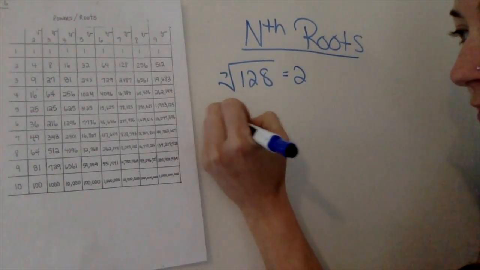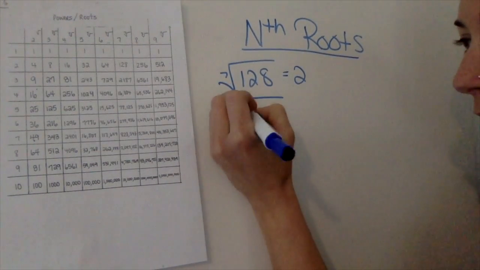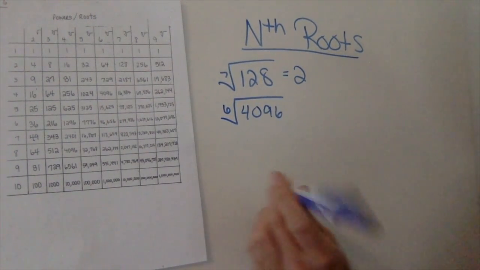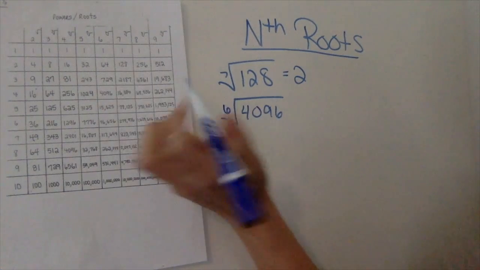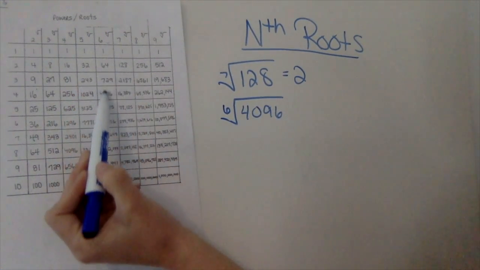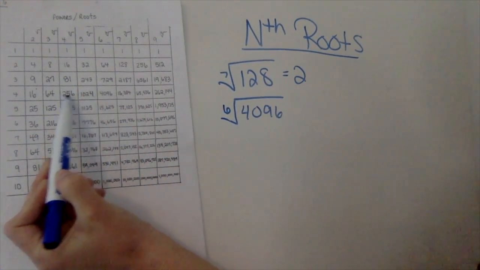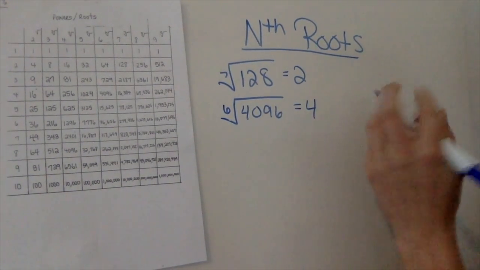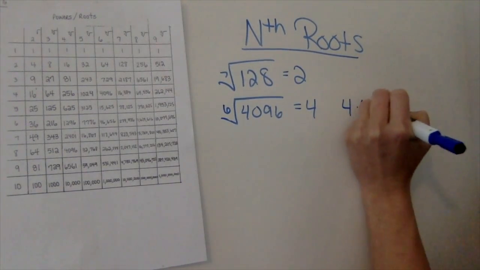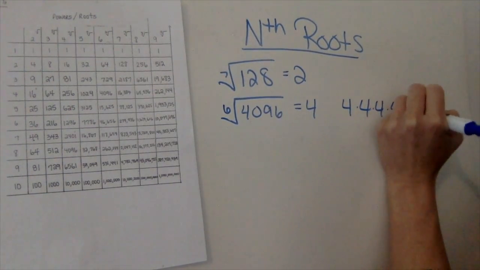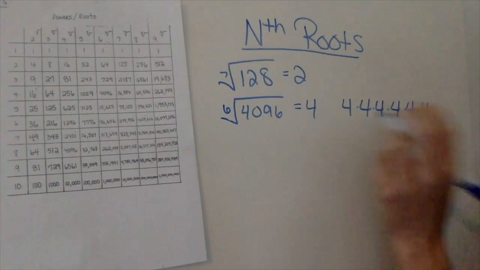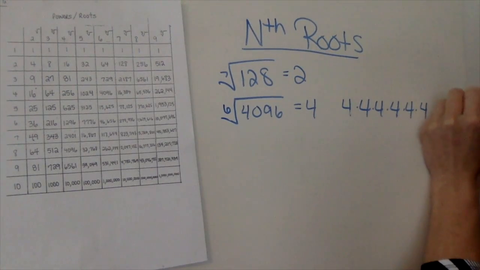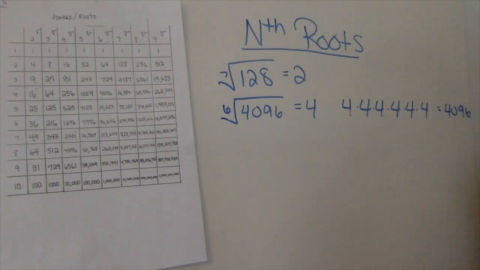Next one is the 6th root of 4,096. So we have an index of 6. So the 6th root of 4,096 is 4. So that means 4 times 4 times 4 times 4 times 4 times 4, 1, 2, 3, 4, 5, 6, equals 4,096.